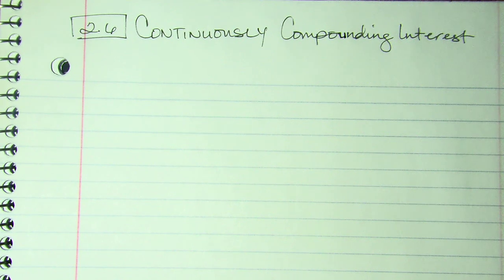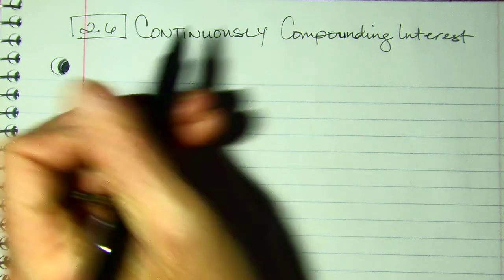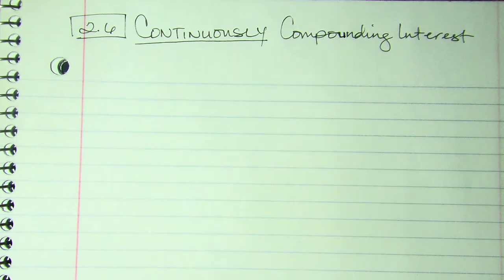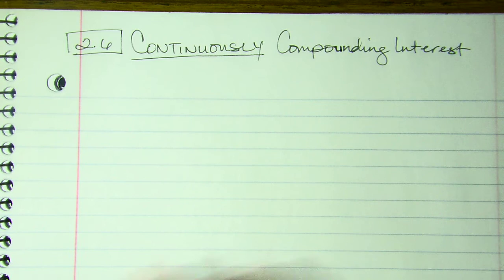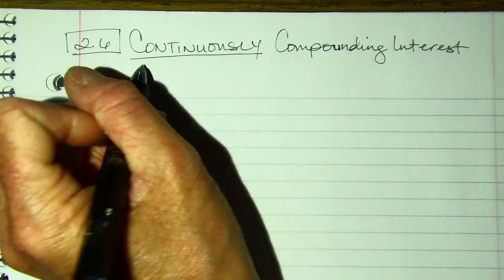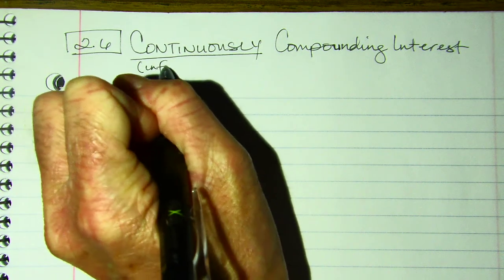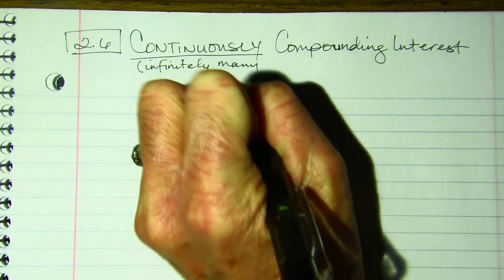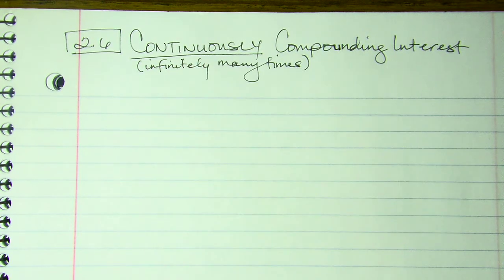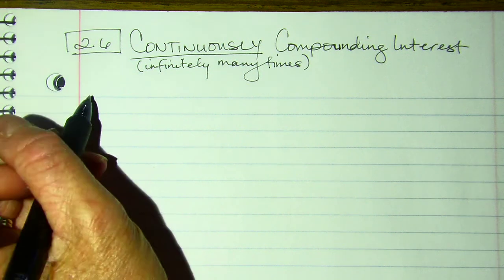2.6 in the finance book, and 2.6 is on continuously. And continuously compounding interest is like saying, what if the bank has a computer program that's calculating your interest a million times a second? Okay, so continuously is like infinitely. Like your interest is being compounded every second of every day. Okay, but let's quickly review.